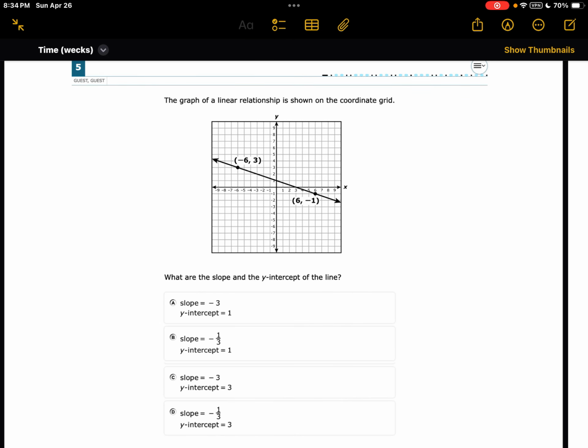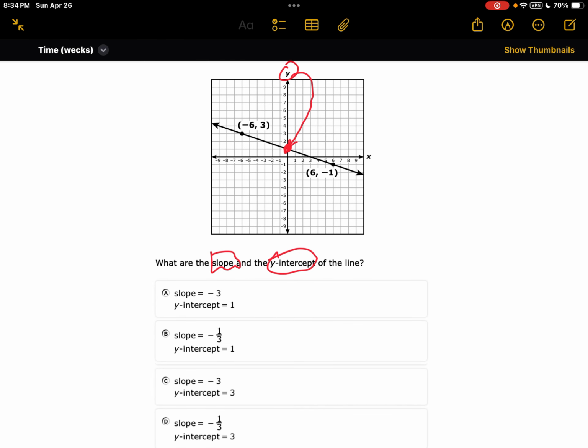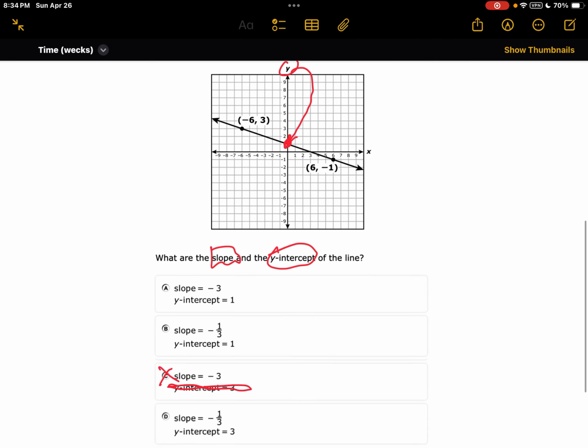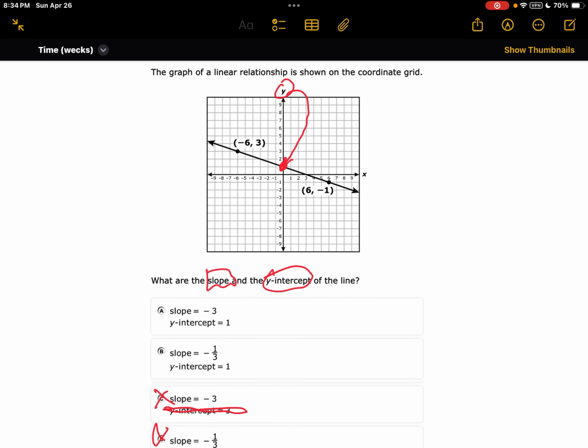Okay, on this one, we have to find the slope and the y-intercept of the line. Y-intercept is the easiest place to see. It's right here where the line crosses the y-axis, and that is at +1. So it cannot be C because that's wrong, and it can't be D because that's wrong.